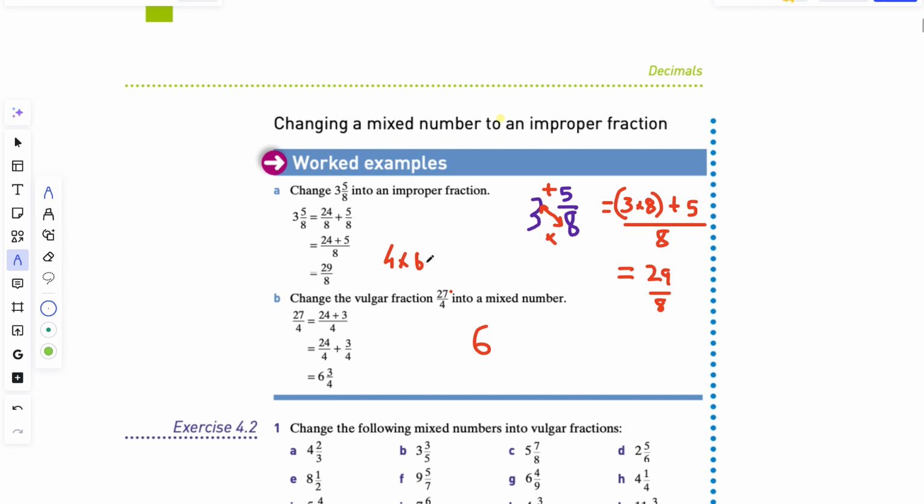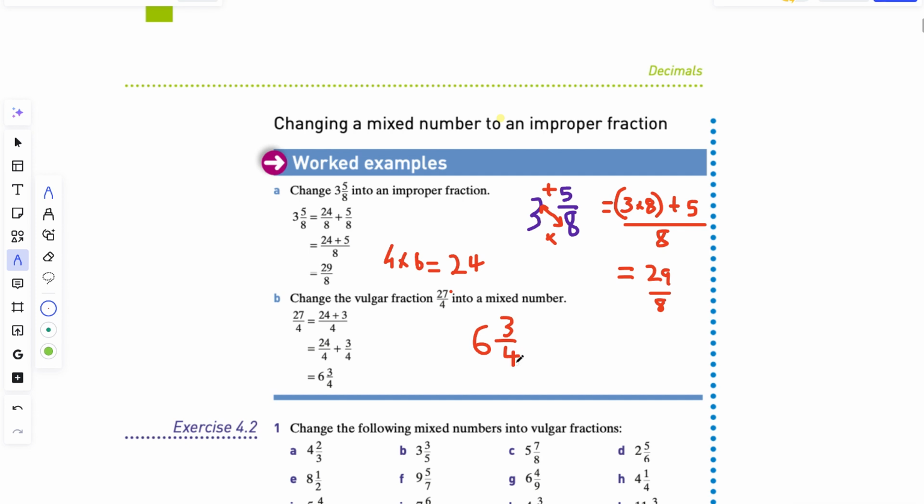You now find the difference between 24 and 27. That will be the remainder. You know the number given to you is 27. So 27 minus 24, you get 3. So you say 3 over the denominator. You say 3 over 4.